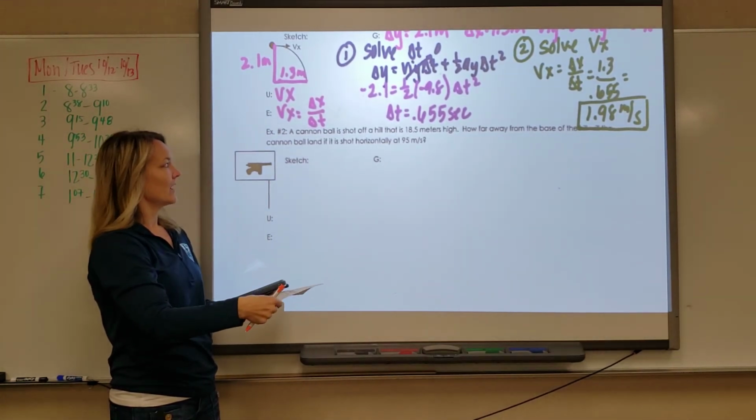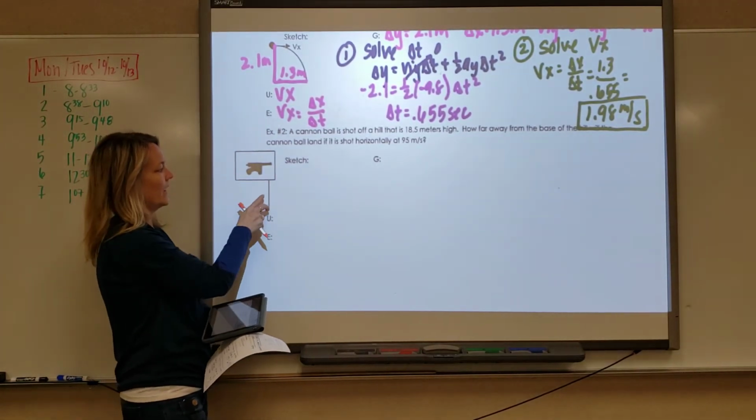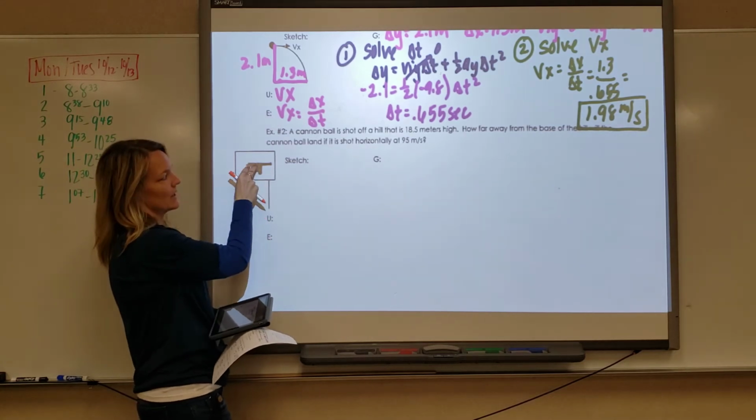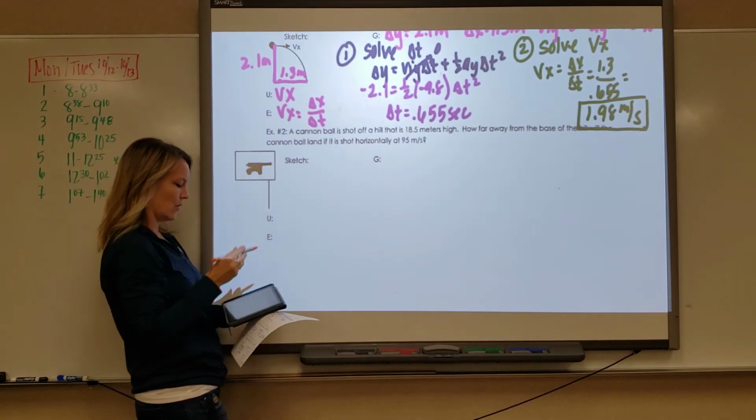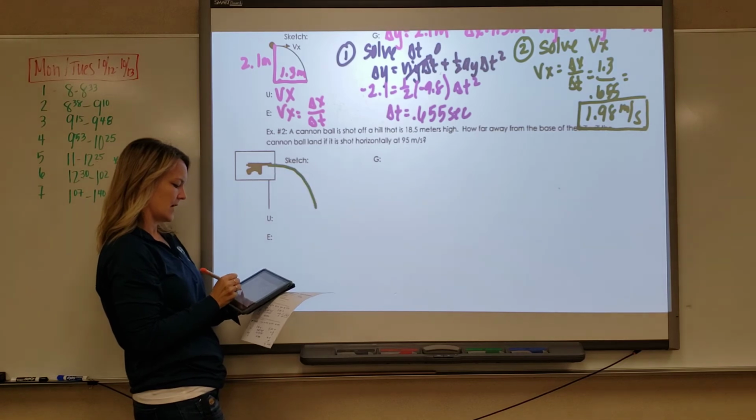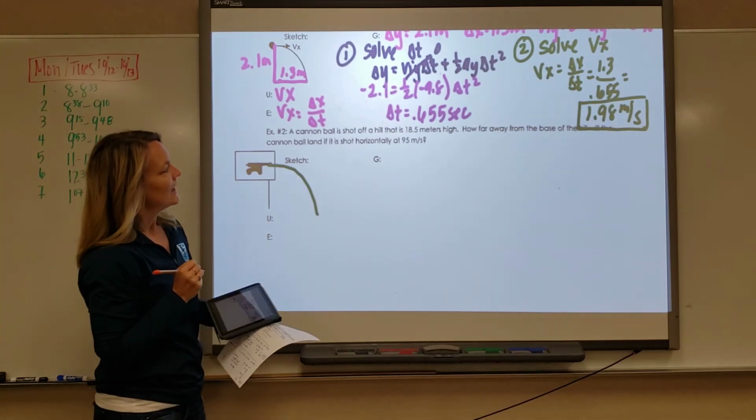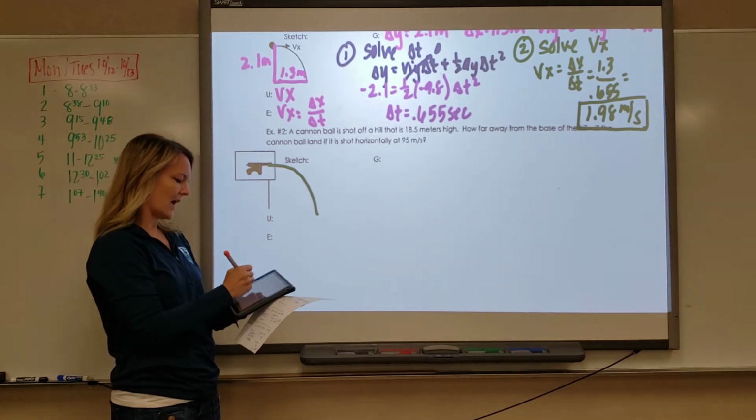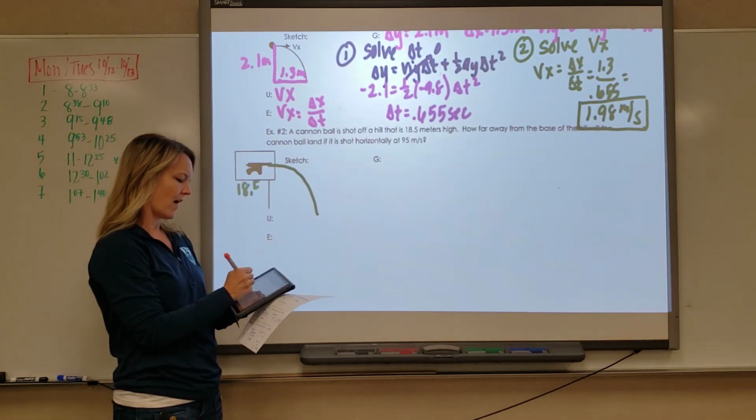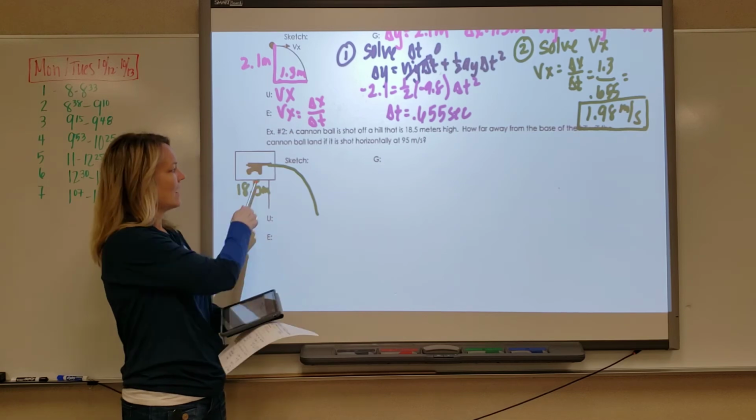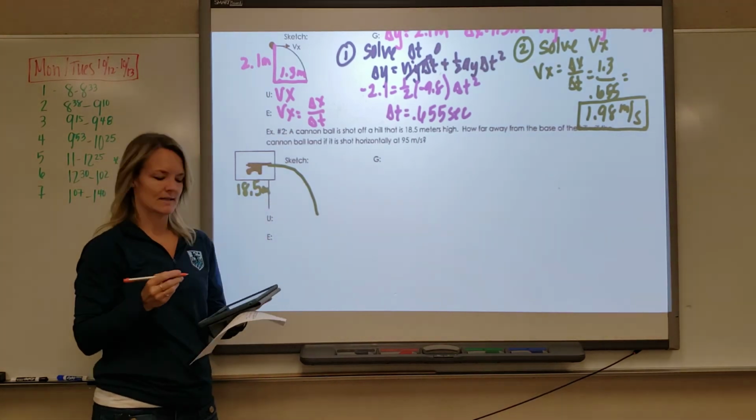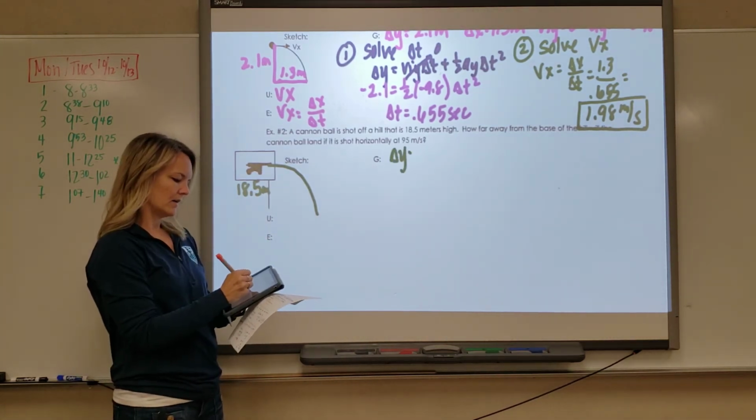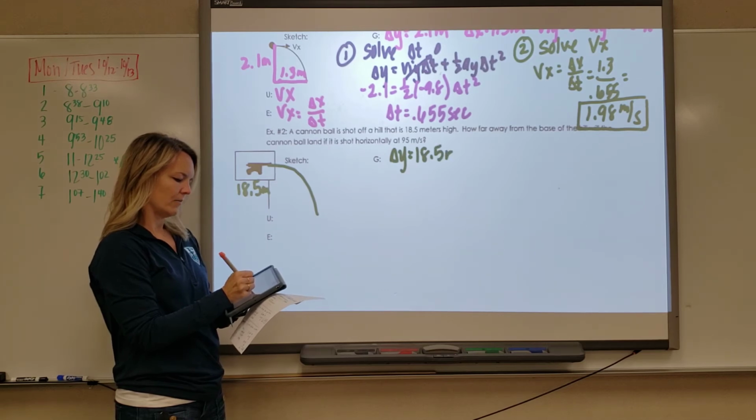All right, moving on to our second example. This is my hill. Here's my cannonball that's going to be coming out of there. It is going to come down like that. It is shot off a hill that is 18.5 meters high. So 18.5 meters is the height of it. That's going to be my delta y. Delta y equals 18.5 meters.